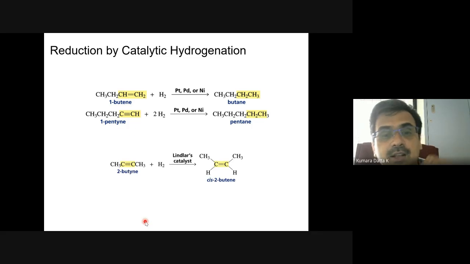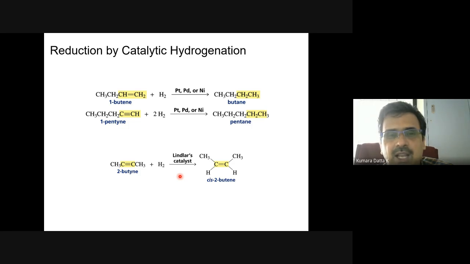And if we take butyne, 2-butyne, and add hydrogen, we get cis-butene. Here we need to use Lindlar's catalyst. Can someone tell me what Lindlar's catalyst could be? What do you think the constitution of elements, or the composition of Lindlar's catalyst, could be? Any idea about that catalyst?